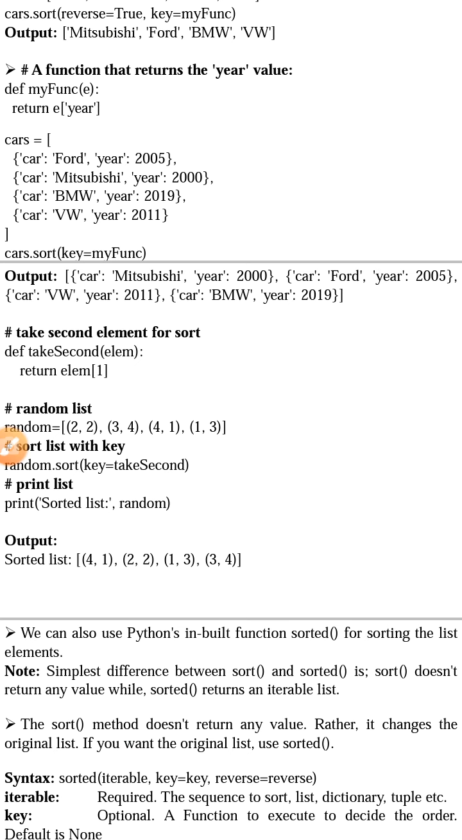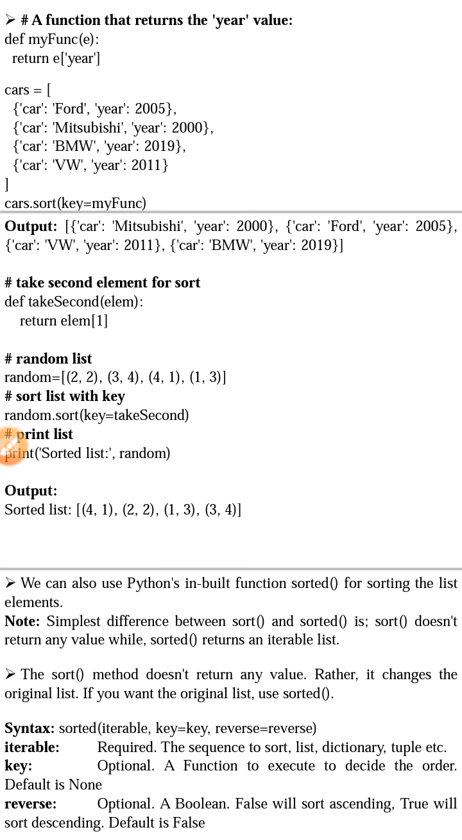In this example, we are sorting all list elements based on year. Hence, it is displaying the output in ascending order: 2000, 2005, 2011, 2019.